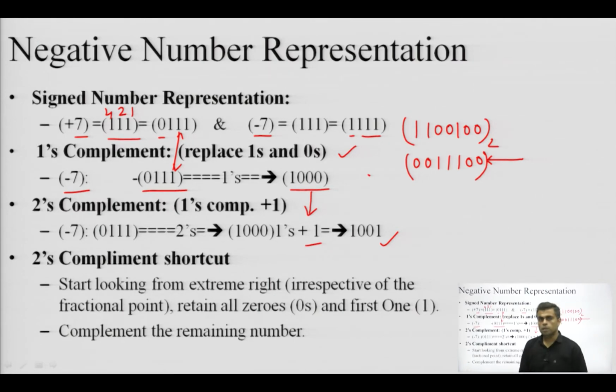So, this is a shortcut, we need not actually perform one's complement plus 1. If the question in the exam says to find the 2's complement of this number, then we will not use this shortcut, we will actually calculate the one's complement and then add 1 to it. But if in the exam we need to find the 2's complement of a number as an intermediate step to solve some question, then this shortcut can be used.